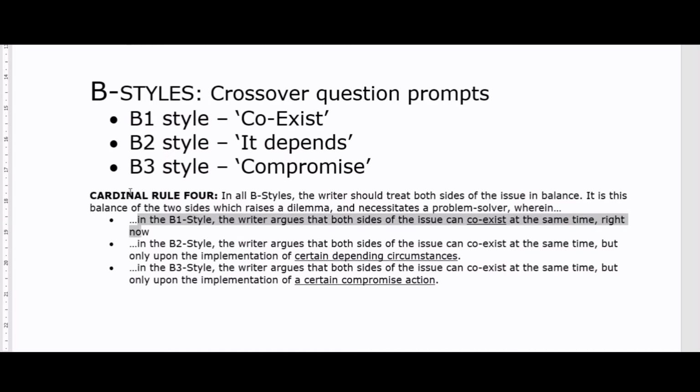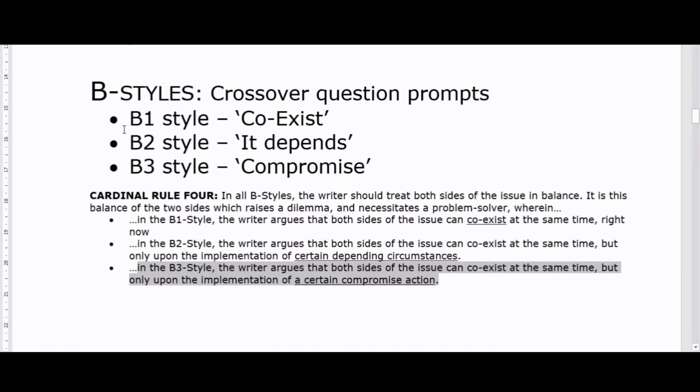in the B1 style, the writer agrees that both sides of the issue can coexist at the same time right now. In the B2 style, the writer argues that both sides of the issue can coexist at the same time, but only upon the implementation of certain depending circumstances. And in the B3 style, the writer argues that both sides of the issue can coexist at the same time, but only upon the implementation of a certain compromise action.